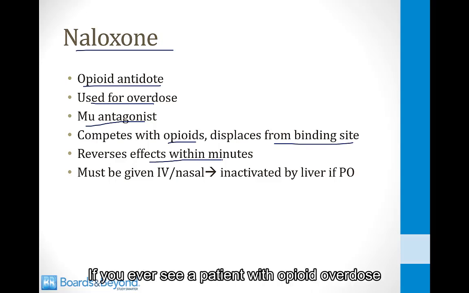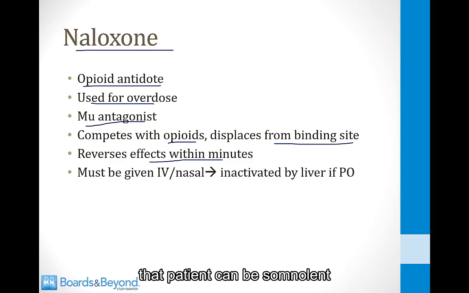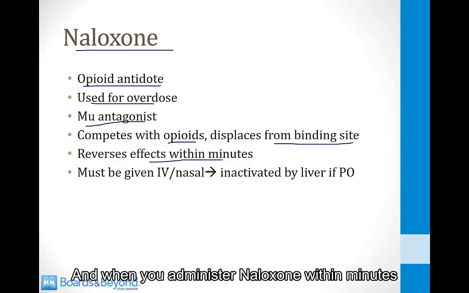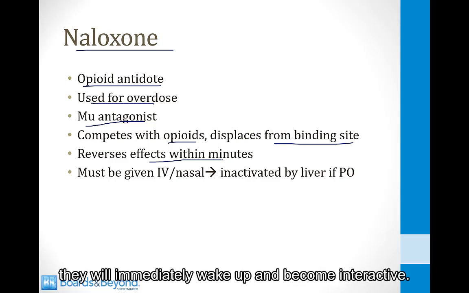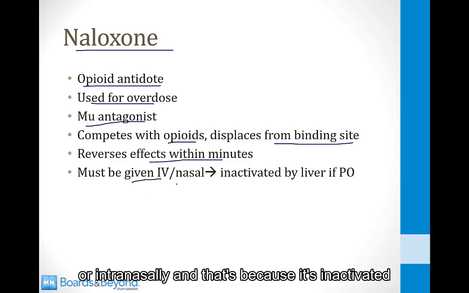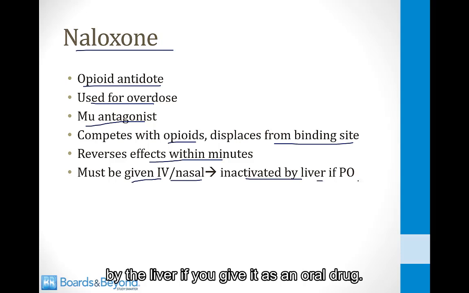If you ever see a patient with opioid overdose, that patient can be somnolent and have a low respiratory rate. And when you administer naloxone within minutes, they will immediately wake up and become interactive. It has to be given either intravenously or intranasally, and that's because it's inactivated by the liver if you give it as an oral drug.